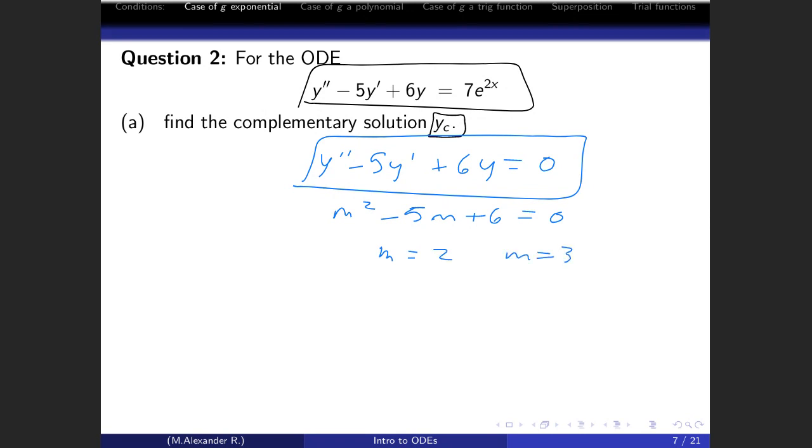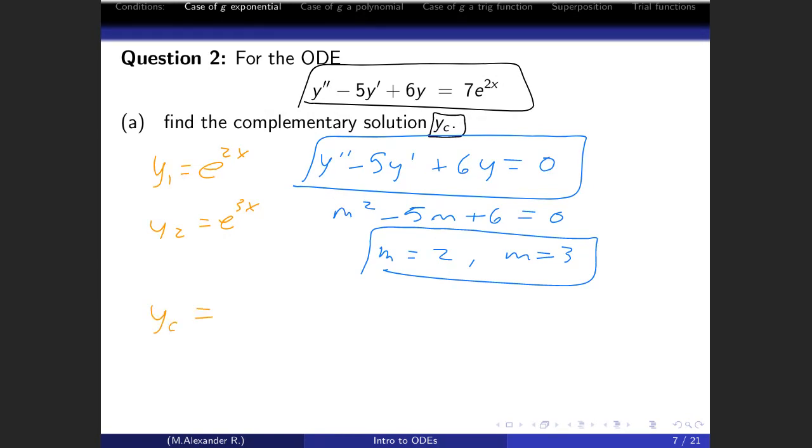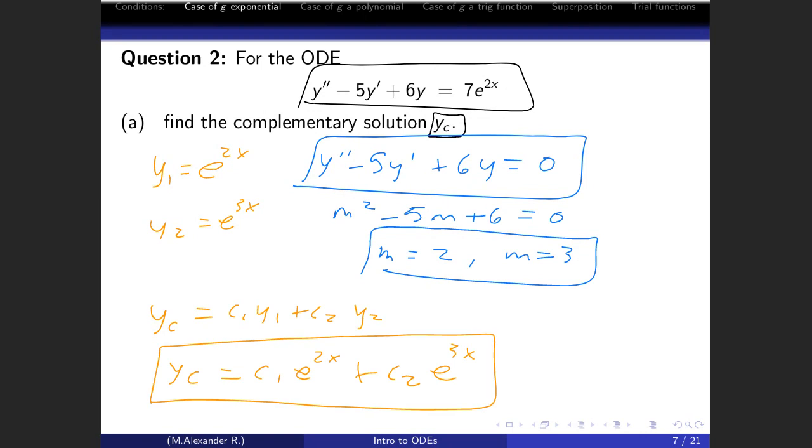So we did the work in the previous problem. That means that our fundamental set of solutions is going to be y1 is equal to e to the 2x and y2 is equal to e to the 3x. And what that means is that the complementary solution, which is c1y1 plus c2y2, looks like this: c1 e to the 2x plus c2 e to the 3x. All right, so that's the complementary solution, and this is the same thing that we did on question number 1.